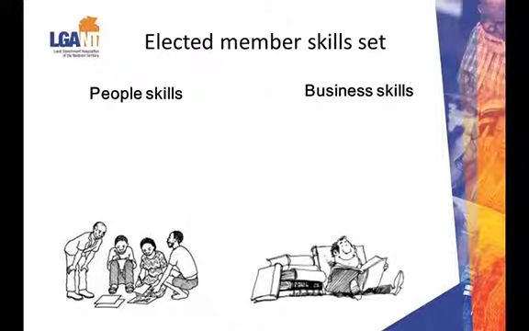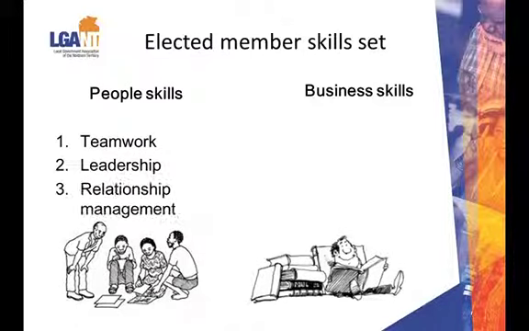An elected member needs to come to the role with a number of skill sets. Two of these include people skills and business skills. People skills include working together as a team, understanding what leadership is, and being able to manage relationships within council and outside of council, with all stakeholders, not just with those within the community. Business skills include understanding the planning and financial management of council, understanding about income and revenue, and the importance about expenditure balancing with that revenue.